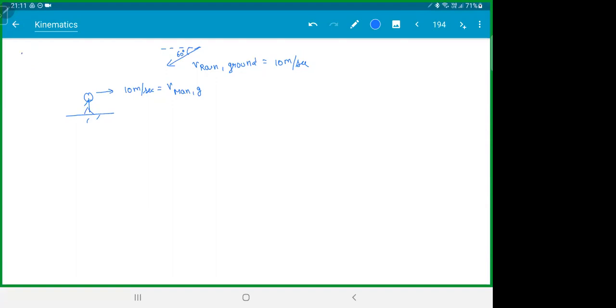Stop the man. So how do we do that? We put 10 backward and we put 10 this way. And because of this, the man will think, okay, I'm at rest. But now this thing is coming with 10 cos 60, 10 sin 60, and on top of it, this 10 is also there.